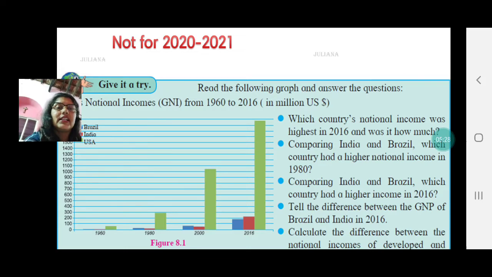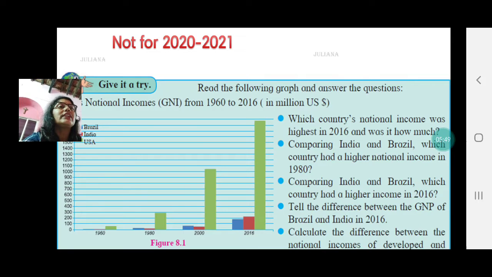You have Brazil in blue, India in red, and USA in green. USA's economy is far ahead of India and Brazil. So therefore, USA comes under developed nations. India and Brazil you find not very far from each other. They are moving almost hand in hand.